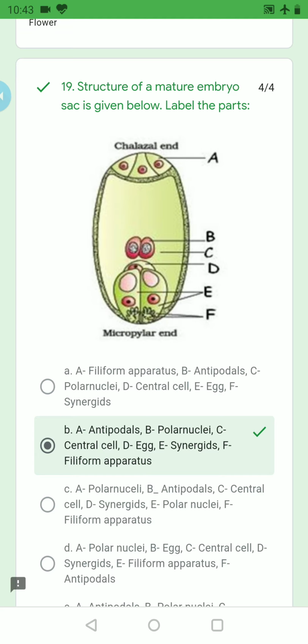Now just compare this with the options. Which is the right option? Option B is the right option. Okay, easy to understand, so you can easily identify the right option.